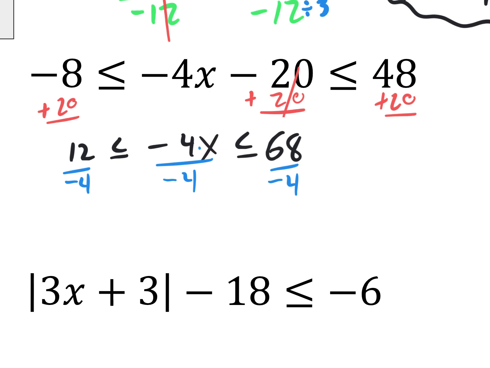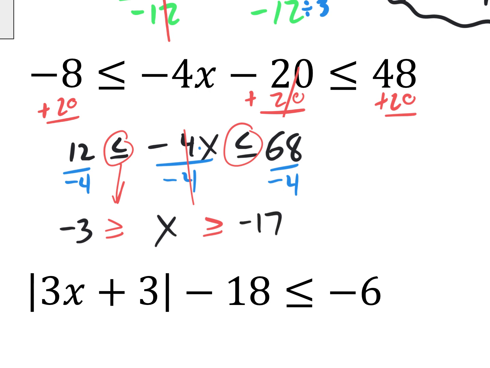Okay? So what we end up with is negative 3. Now here's the tricky part, guys. Since we divided by a negative, we have to take that symbol and flip it, and it's going to become greater than or equal to. Okay? And then that cancels out. You still have x in the middle. That's the goal, to get x by itself in the middle. And also, since you divide by a negative, this one has to flip as well. So it's going to become greater than or equal to. And with the calculator, 68 divided by 4 is 17. So we end up with a negative 17 on this side.